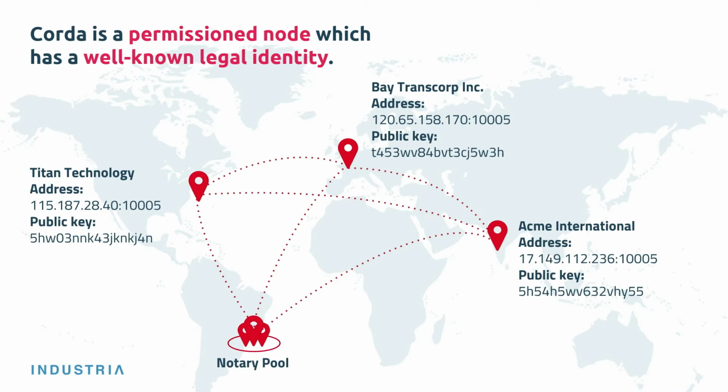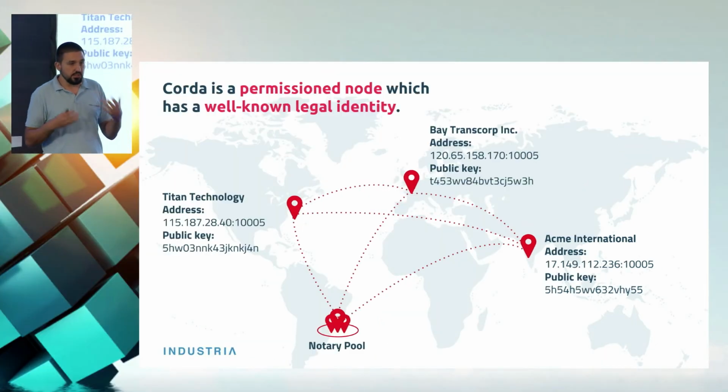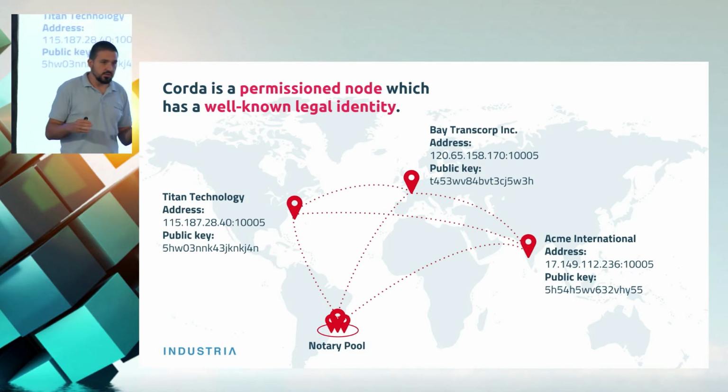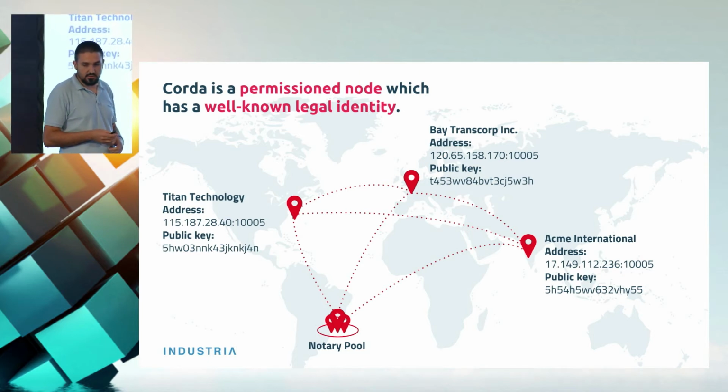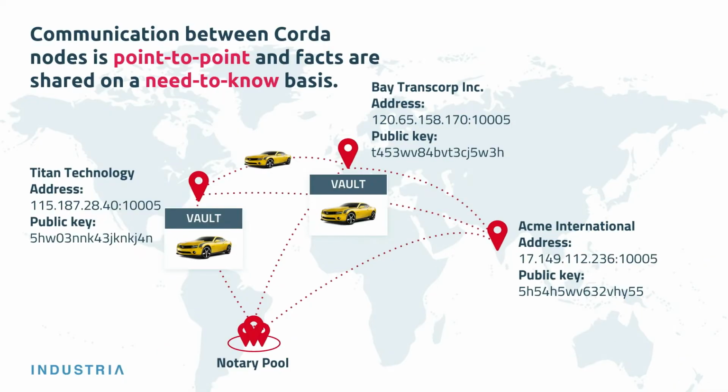From that point in time, all the transactions made by this node are signed with this certificate. And if the node is doing something malicious, there are traces, and legal action can be taken against it. The other thing is that communication on the Corda network is peer-to-peer, and information is stored only on the nodes that need to know about that information. It's not distributed across the whole network.